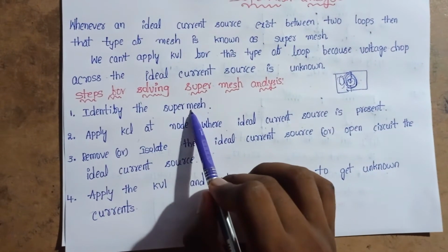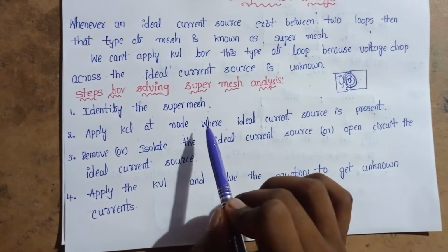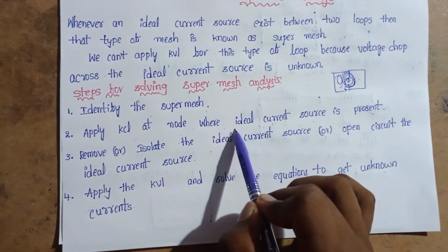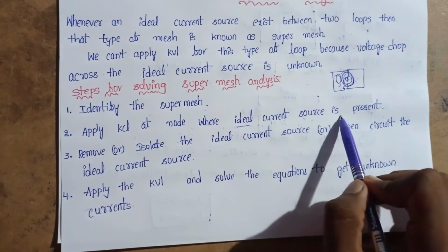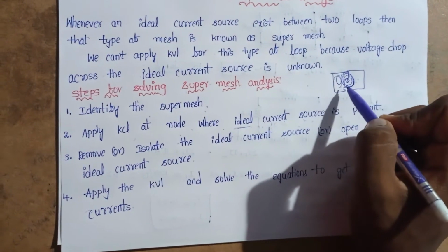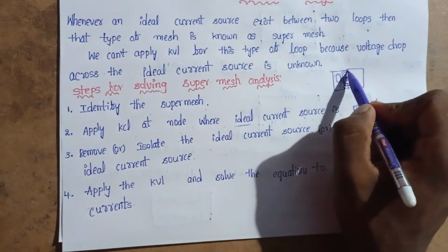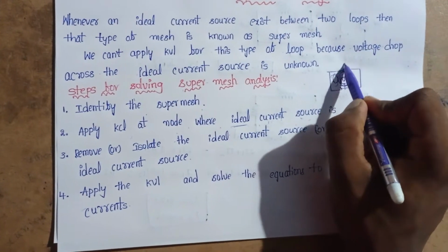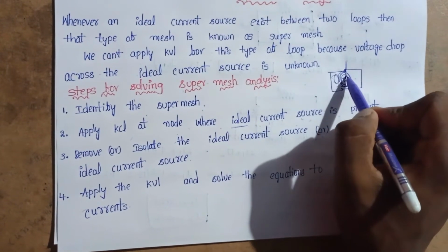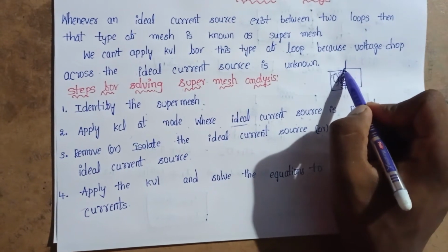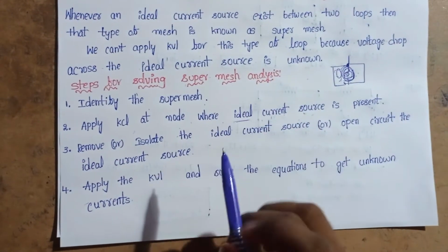Next point, apply KCL at the node where the ideal current source is present. After identifying the super mesh, we have to apply KCL at the node where an ideal current source is present. Consider this example. This is the ideal current source and this is the node. We have to apply KCL at this node where the ideal current source is present.